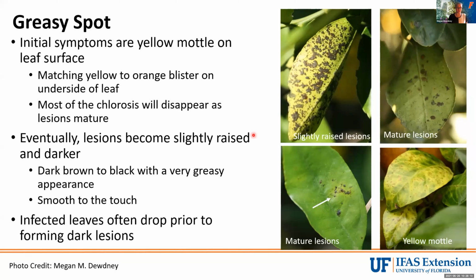Eventually though, you get these lesions that become slightly raised and they're darker, such as exampled here, and here are the mature lesions on the under and upper sides of the leaf. And when you go to touch them, they're very smooth texture, unlike another disease I'm going to talk about. However, this disease does have a dark side in terms that it tends to drop the leaves if they are too infected or the infections are near the abscission points, and the leaves will fall to the ground, causing some severe defoliation if let go unchecked.